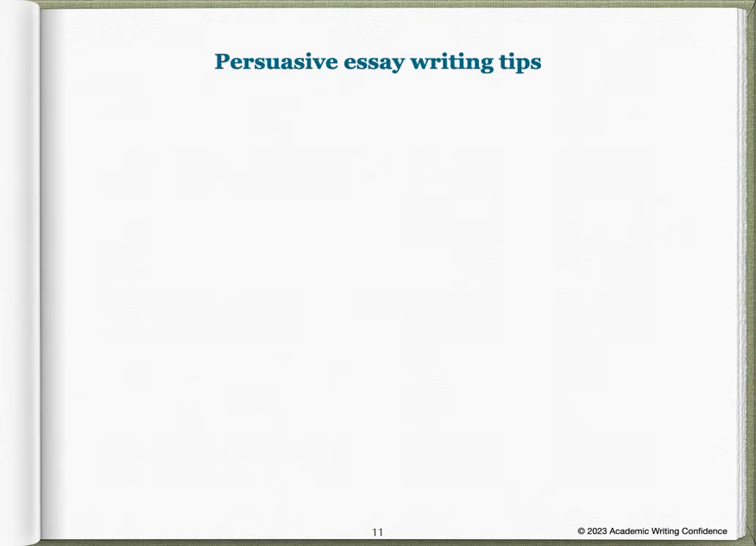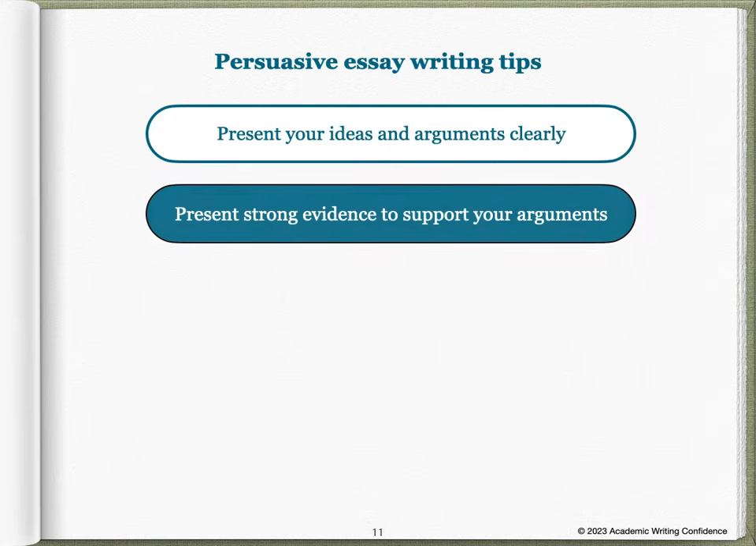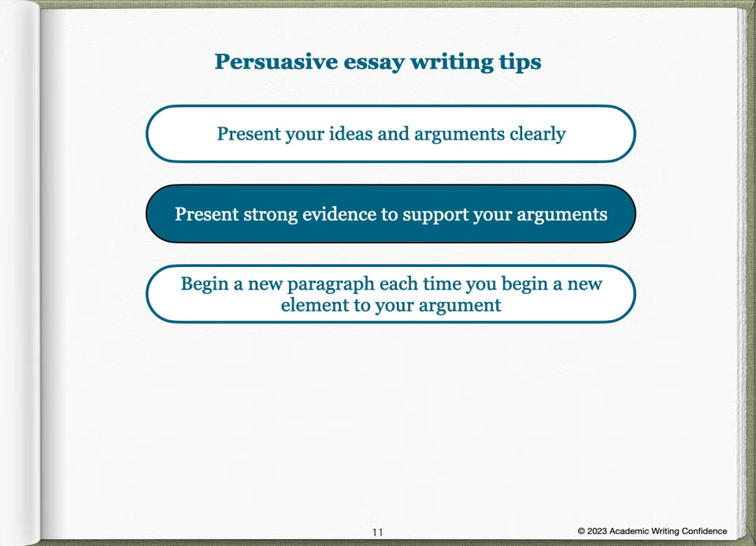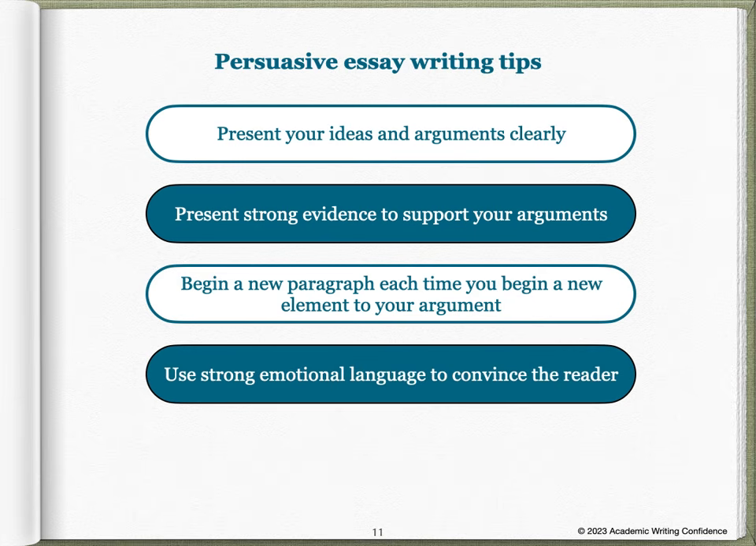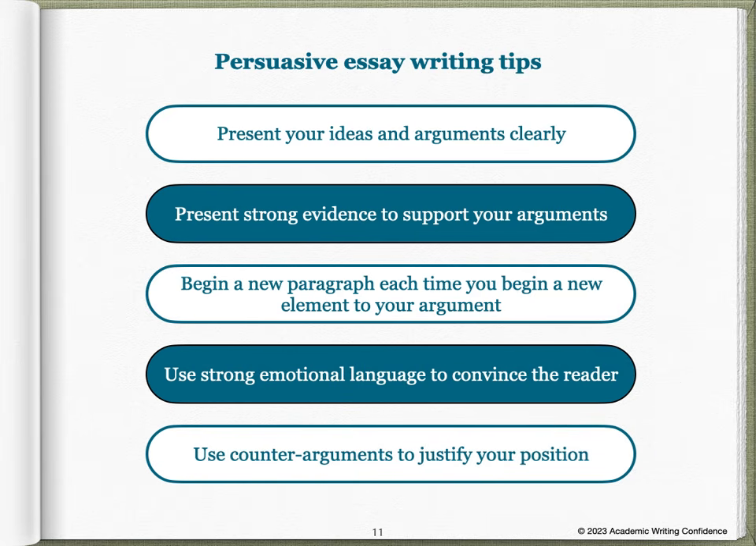Here are a few more tips when writing a persuasive essay. Present your ideas and arguments clearly. Present strong evidence to support your arguments. Begin a new paragraph each time you begin a new element into your argument. Use strong emotional language to convince the reader. And use counter-arguments to justify your position. I hope these ideas give you a better understanding of how to write a persuasive essay.